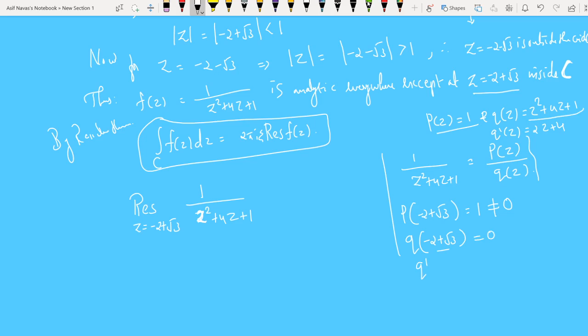Now we want to check whether q dash of minus 2 plus root 3, which is 2 into minus 2 plus root 3 plus 4, is equal to 0. So this is equal to minus 4 plus 2 root 3, not equal to 0. Then tell me what is the residue. This is not equal to 0, therefore we can use the formula. It is p of minus 2 plus root 3 divided by q dash of minus 2 plus root 3. Tell me what is the answer, the residue.